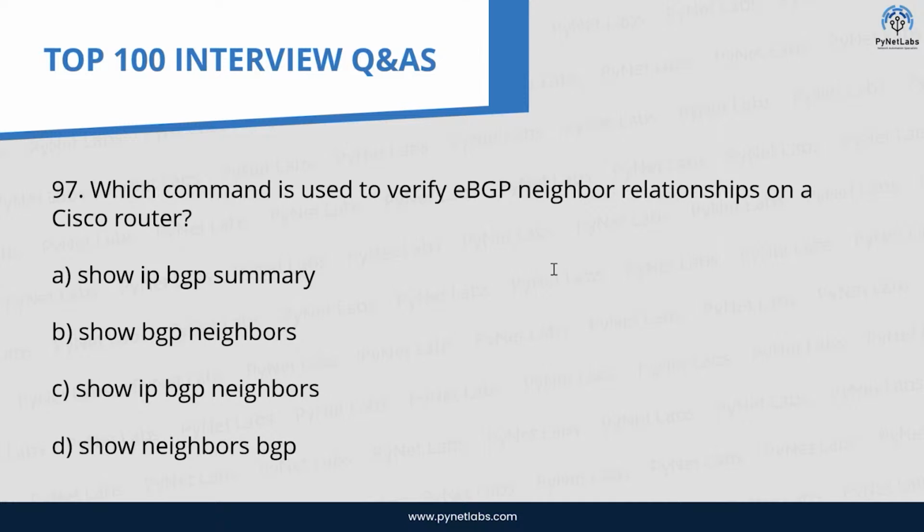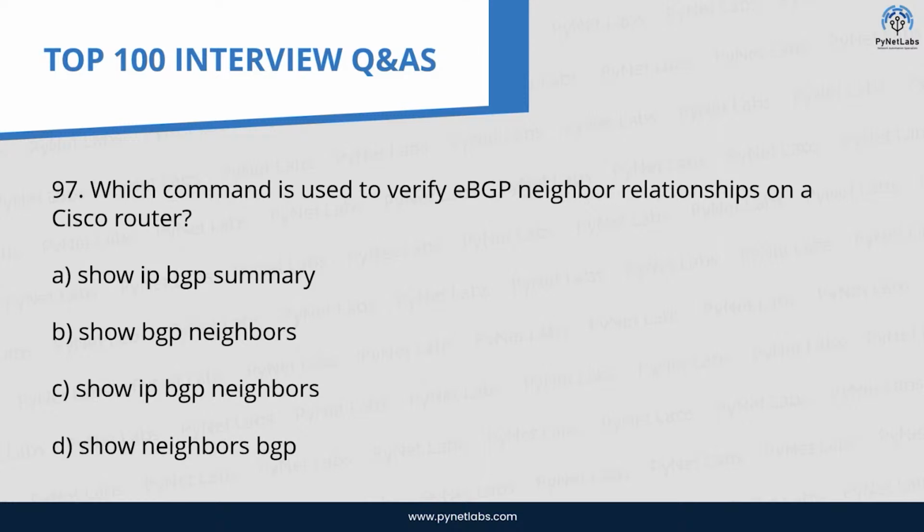So the correct answer is going to be show ip bgp neighbors, which means that eBGP neighbor relationship on Cisco routers can be verified, or iBGP can also be verified, by using the show ip bgp neighbors command. This command will display the information about the neighbors, including their IP address, their autonomous system number, and the state of the neighbor relationship with various statistics related to the BGP sessions. So therefore, option C is going to be the correct answer.